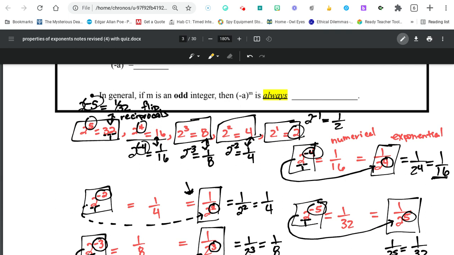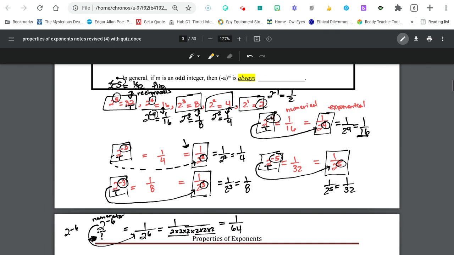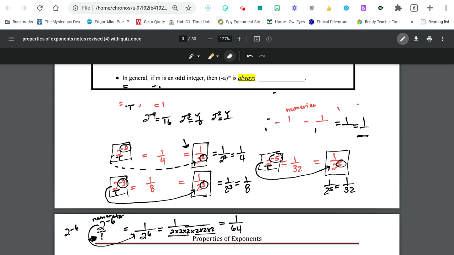So if you know what the positive version is, you can just write the negative version. If you know what the answer is when it has a positive exponent, you should know what the answer is when it has the opposite exponent, okay? So I am going to erase this, and I want you to continue to write these on your notebook paper.